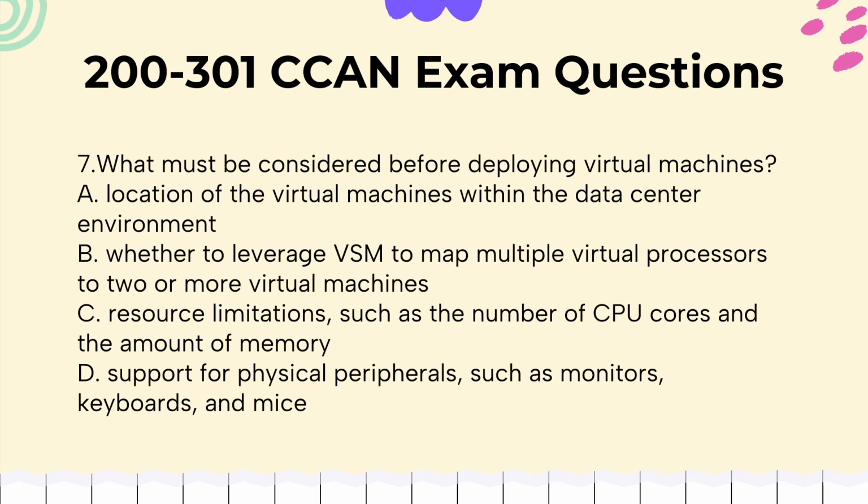The correct answer is C. Resource limitations, such as the number of CPU cores and the amount of memory, must be considered before deploying virtual machines. Explanation. A. While the location of virtual machines within the data center environment can be a consideration for factors like network latency, redundancy, and resource availability, it's not the primary concern before deploying virtual machines.